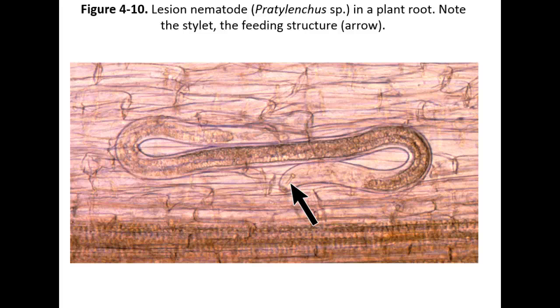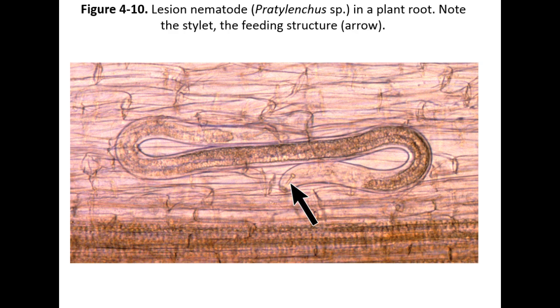The difference between root knot nematodes, which are not host specific, and cyst nematodes is cyst nematodes are host specific. So the soybean cyst nematode specifically feeds on soybeans. And the most important crops where we have problems with cyst nematodes are some of our cereals, soybeans, sugar beets, potatoes, and tobacco can be a problem too.